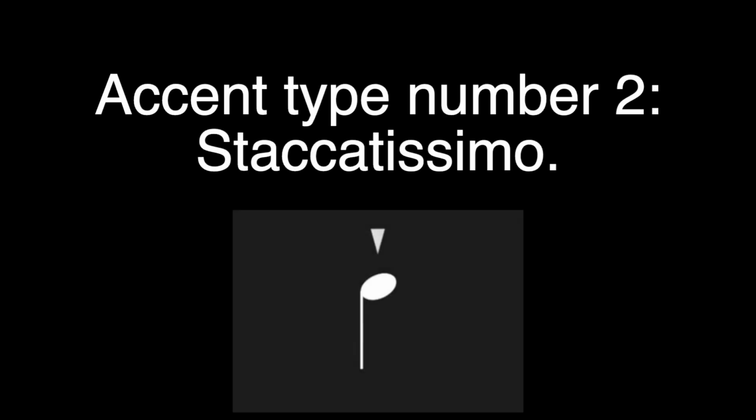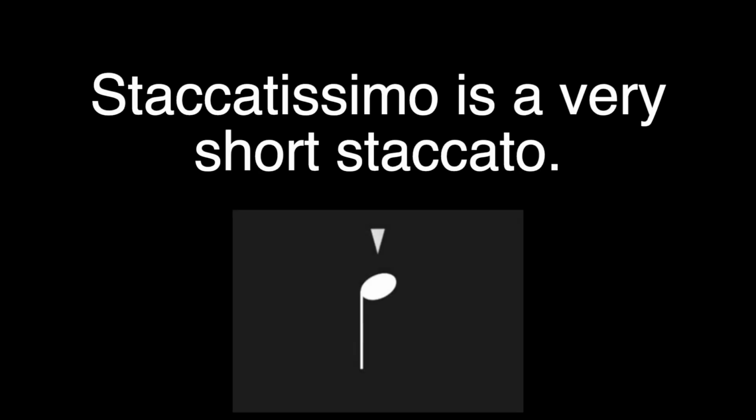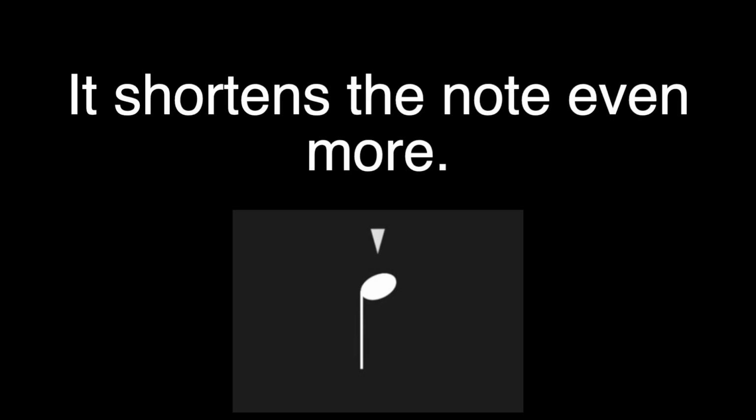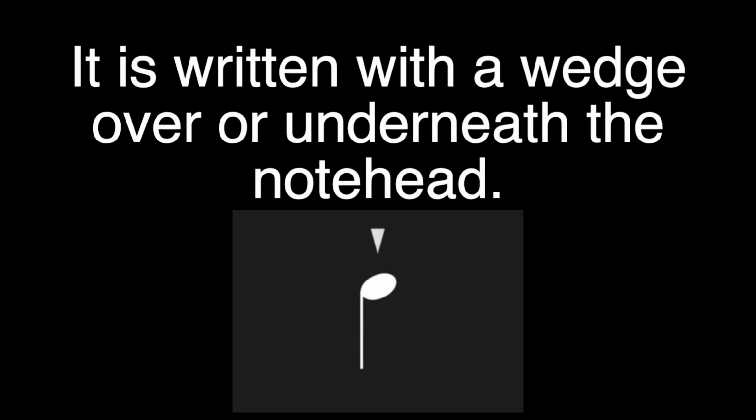Accent type number 2, staccatissimo. Staccatissimo is a very short staccato. It shortens the note even more. It is written with a wedge over or underneath the note head.